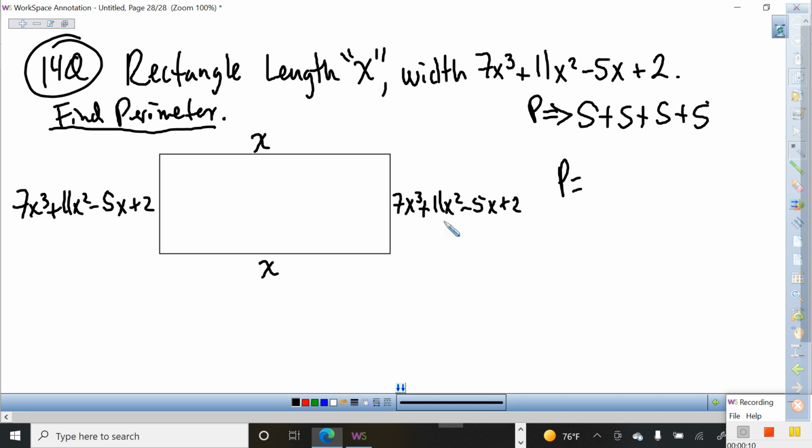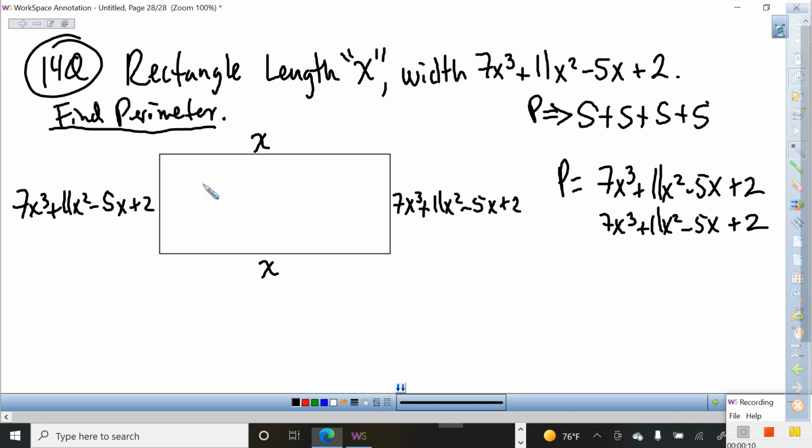So what's my first one? I'm going to write this: 7x cubed plus 11x squared minus 5x plus 2. I write it again: 7x cubed plus 11x squared minus 5x plus 2. So I got these two down. What's next? X right underneath the x term, and then x. We're going to combine. And that's going to be my perimeter.